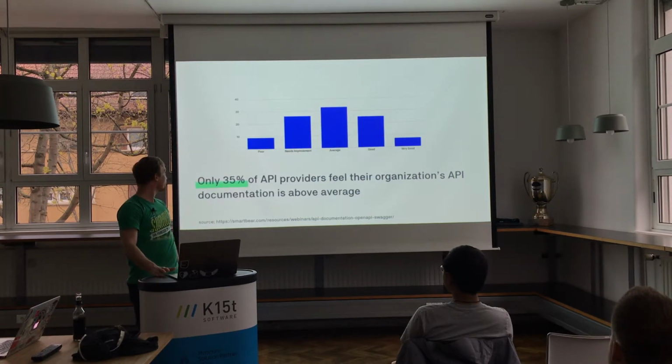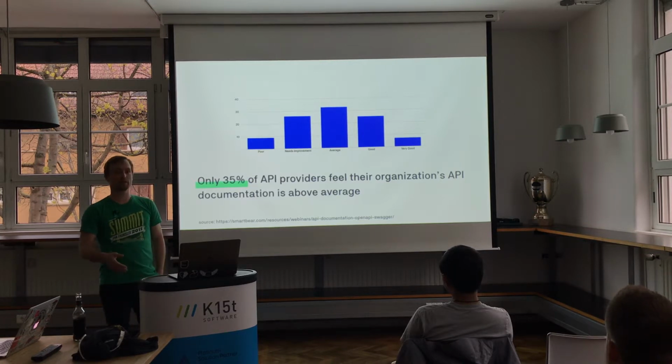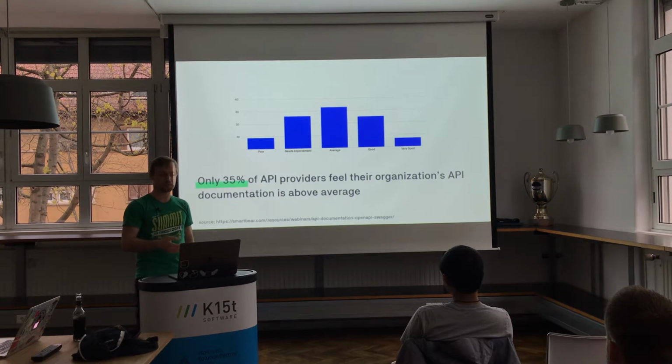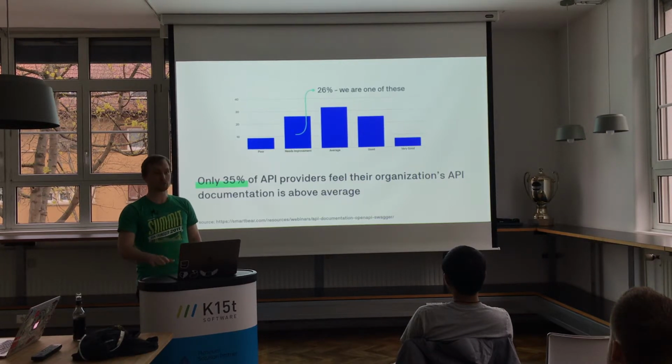Furthermore, they asked if you're really happy and feeling confident with your documentation. And only 35% said, yes, we are above average, we have really good documentation. For our product docs, I would also say we are above average. But for API docs, what we documented so far was using tables, putting in the request URL, maybe trying to describe parameters, but it wasn't really good. So definitely there's room for improvement. So we are part of these 26%.